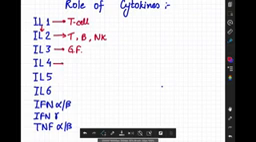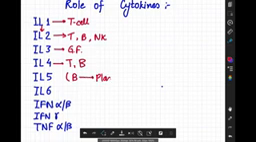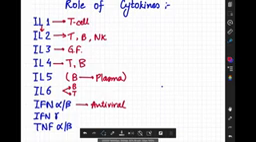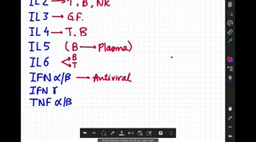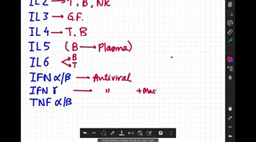Interleukin 4 promotes the growth of T and B cells. Interleukin 5 promotes the maturation of B cells into plasma cells. Interleukin 6 also promotes the maturation of B cells and T cells as well. Then comes interferon alpha beta. They have antiviral properties. And then comes interferon gamma. This also has antiviral properties, but it also activates macrophages and enhances the expression of class 2 HLA antigens.